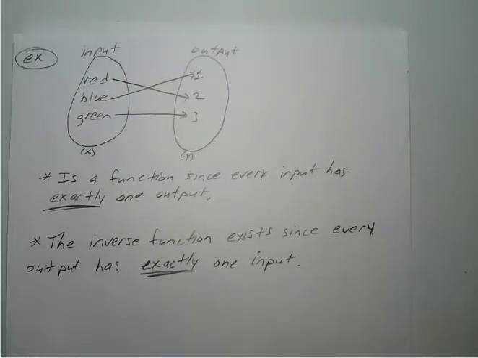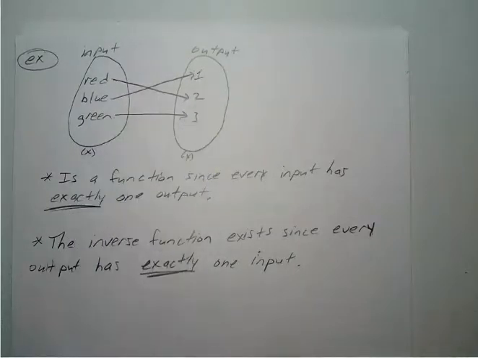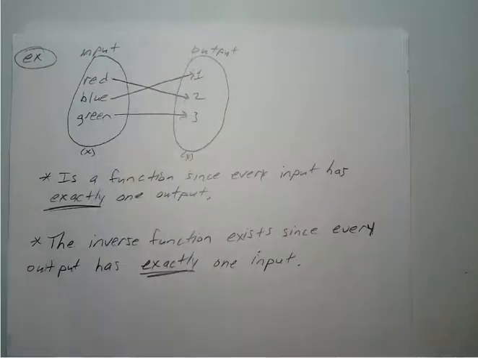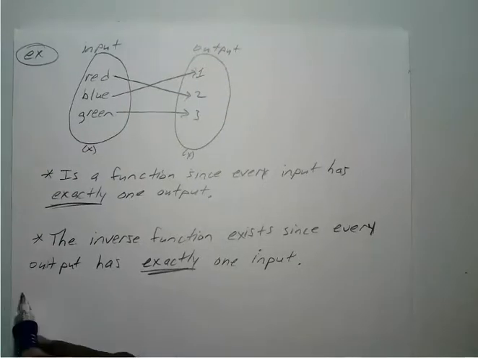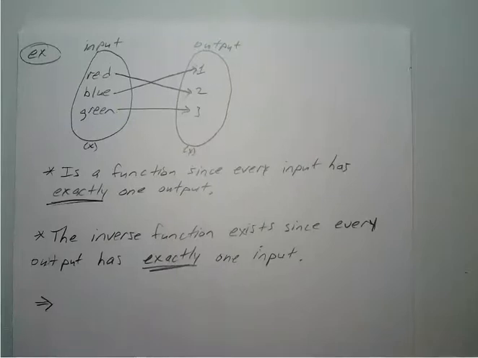Okay, so you know it's a function if each input has one output. You know an inverse function exists if every output has one input. Okay. Now, this is the key here. This is kind of where we were leading up to with all of this.